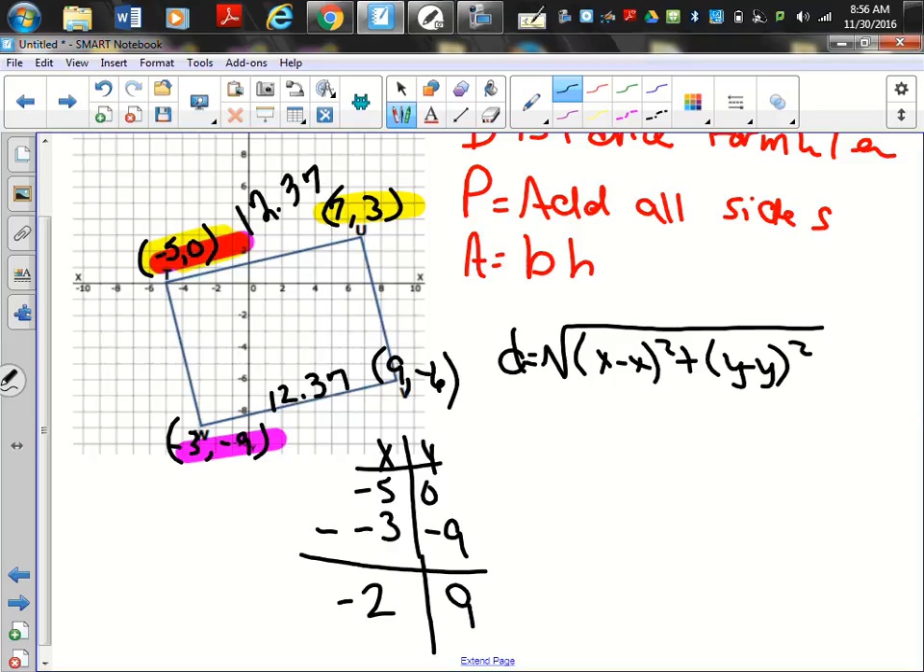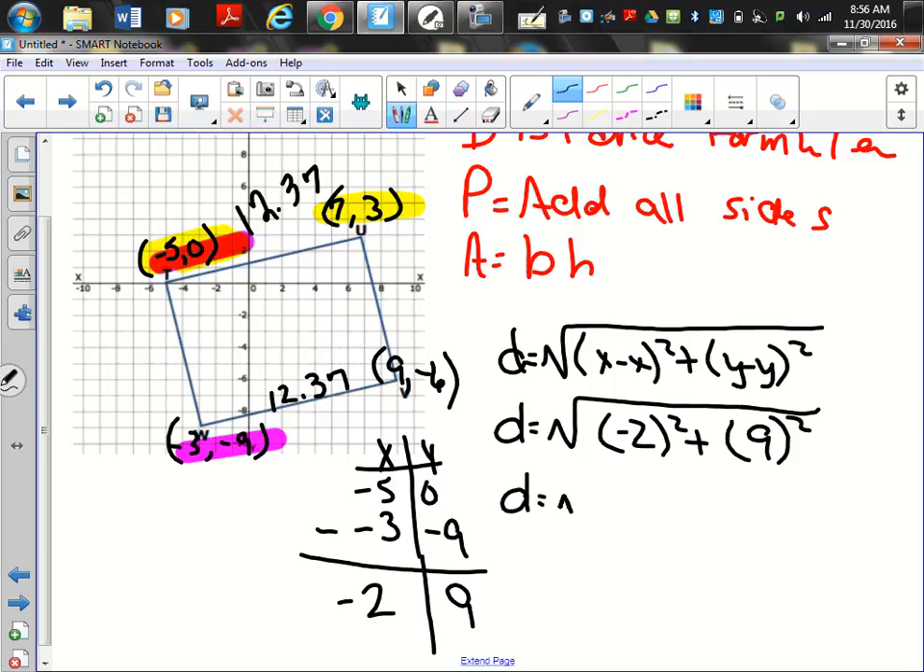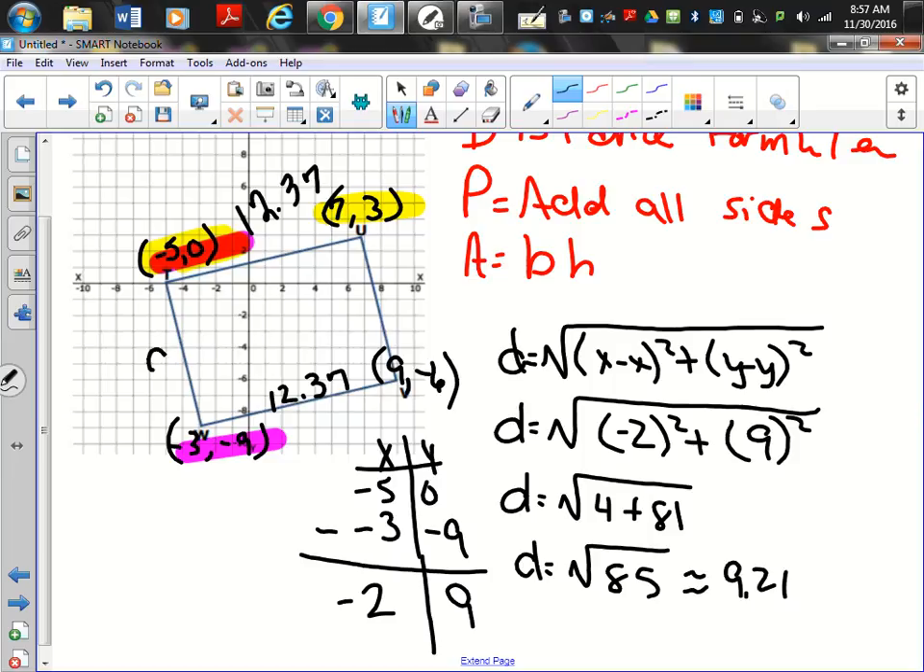Alright, so now I have my X's and my Y's. X minus X is negative 2. Y minus Y came out to a positive 9. So I'm going to enter it into my calculator. 85. Good. So the square root of 85 is about how much? 9.21. The other side will be 9.21.